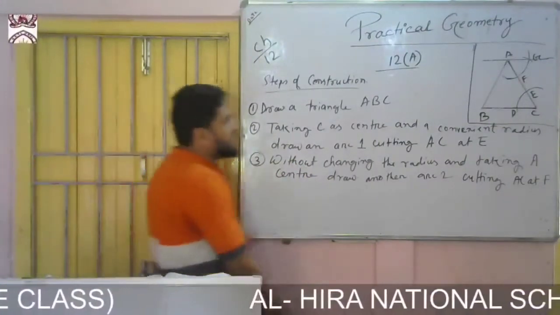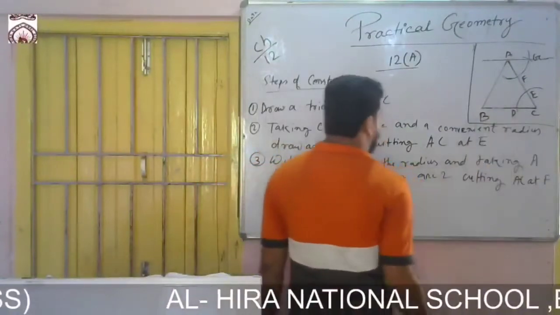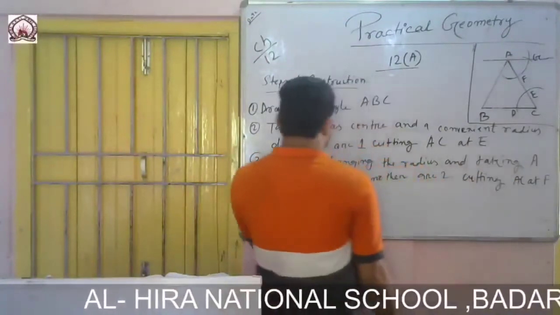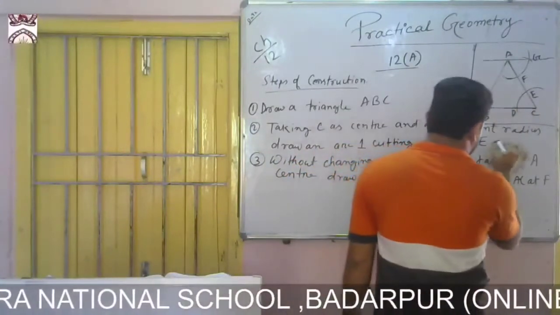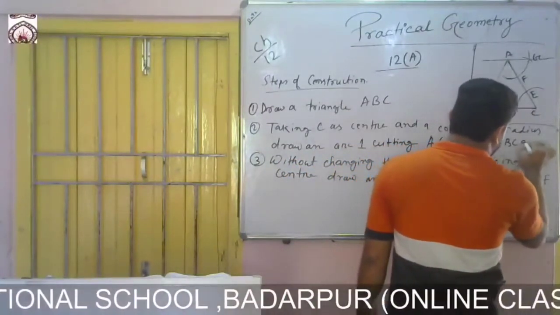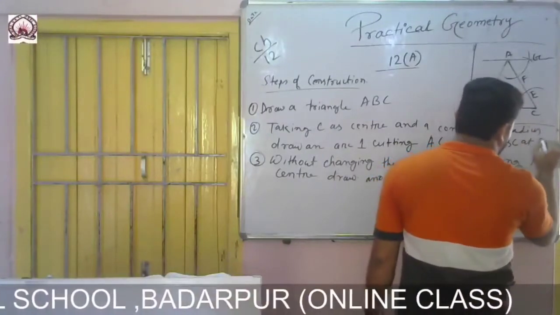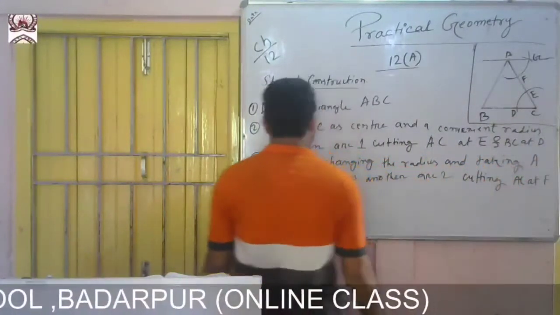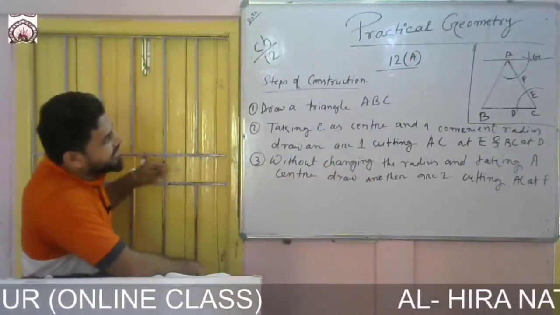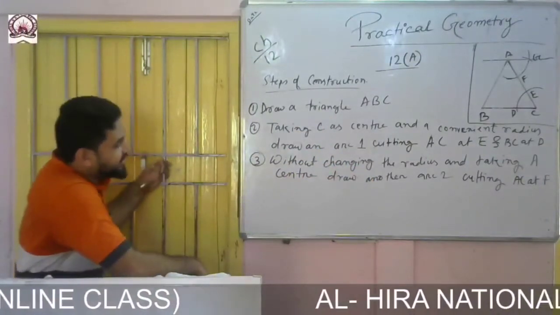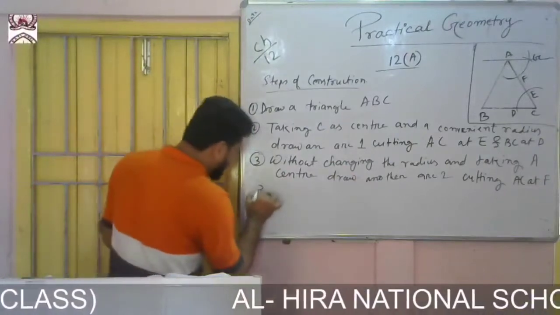One thing you see here, this one you write: taking convenient radius, draw an arc cutting AC at E and BC at D. This one you write, cutting AC at E and BC at D. Now write 4.